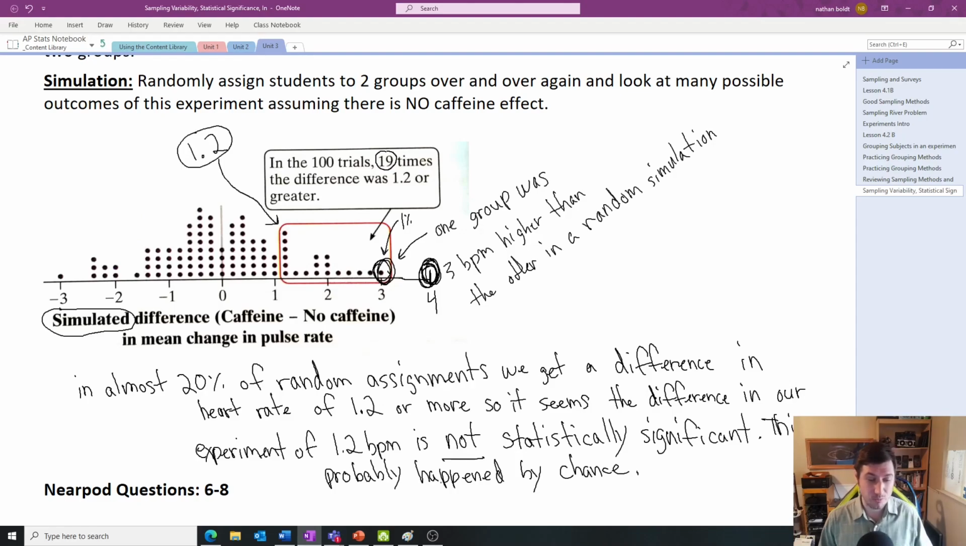All right. So the random assignment, while it's the best we can do, is always going to have variability. And so you have to figure out if your results are statistically significant or not.